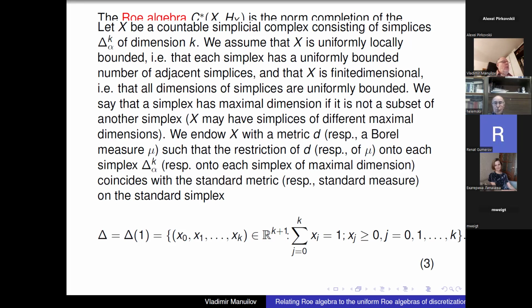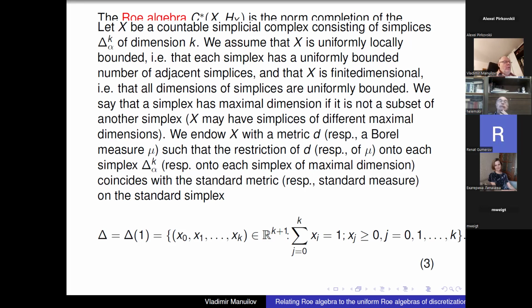Some simplices have maximal dimension if they are not a subset of a greater simplex. For example, it is allowed to have simplices of different maximal dimensions. For example, we can add a segment to a triangle. This is okay.